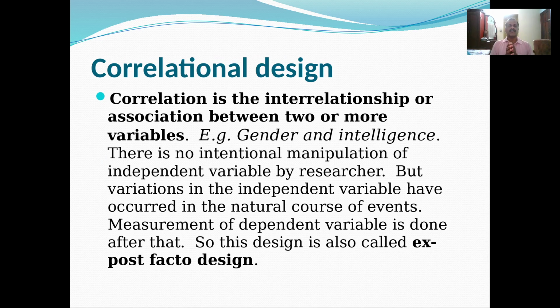Correlational design, as I mentioned before, is where the interrelationship or association between two or more variables is established. For example, gender and intelligence. We are trying to establish the relationship between these two variables. There is no intentional manipulation of independent variables by the researcher, because that is not possible also. But the variations in the independent variable have occurred in the natural course of events. Many variables are like that. We are not able to intervene, but the changes are taking place in the natural course of events.